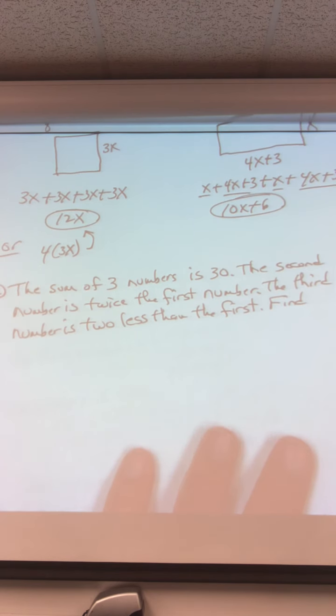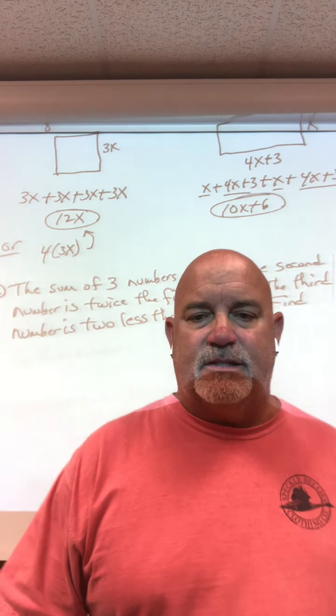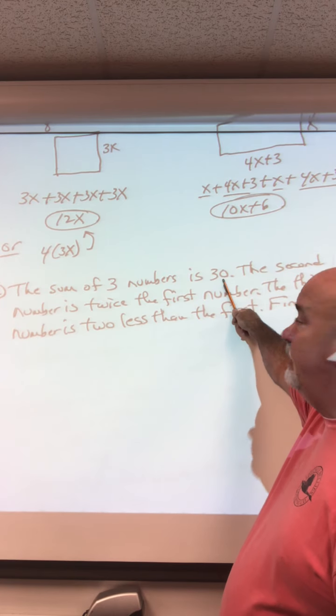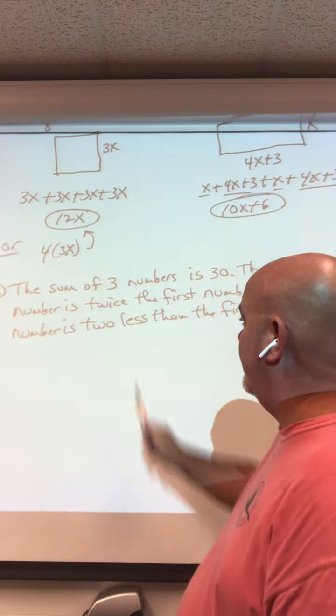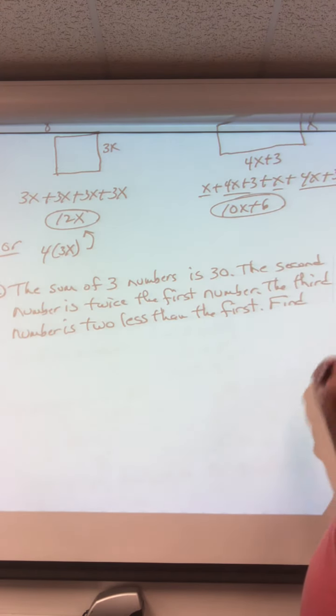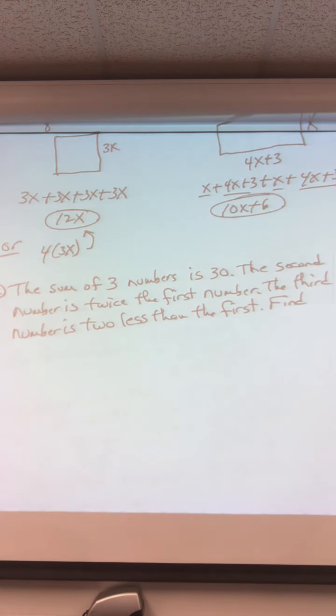The next problem was an application problem. And here's basically what it says. The sum of 3 numbers is 30. That means if you add them together. The second number is twice as big as the first one. The third number is 2 less than the first one. Find the 3 numbers.